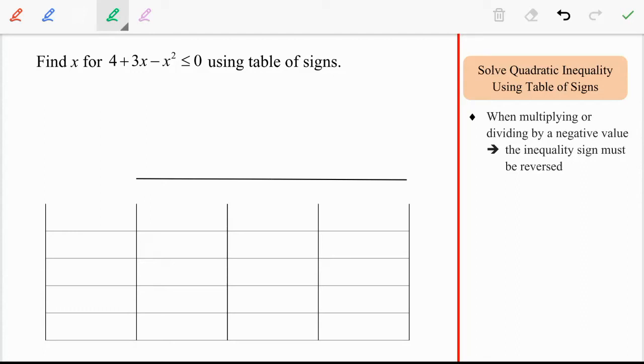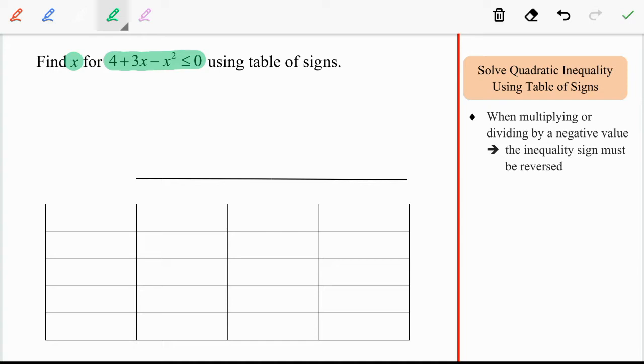In this video, we are going to solve a quadratic inequality using the table of signs method. So here, we want to find x for 4 plus 3x minus x squared less than or equal to 0 using table of signs. To use the table of signs method, we are going to find the factors of this quadratic.